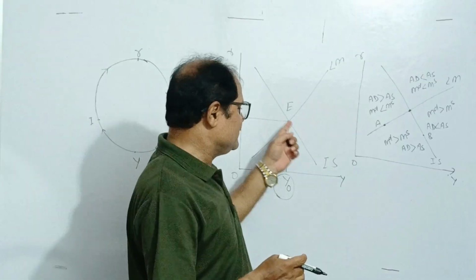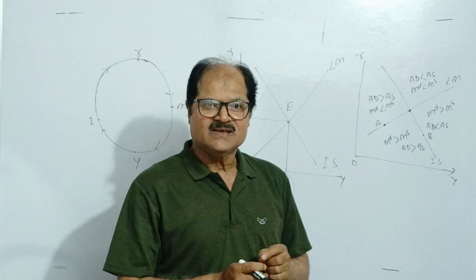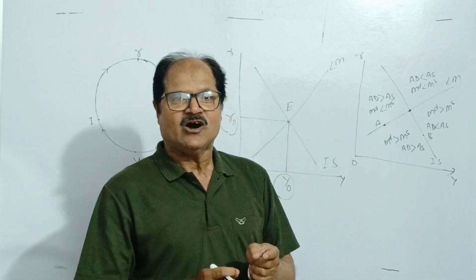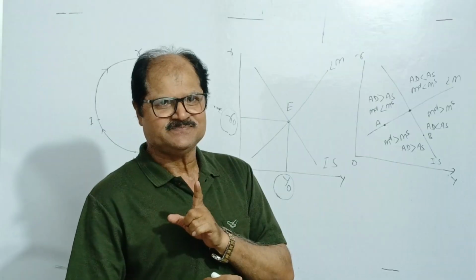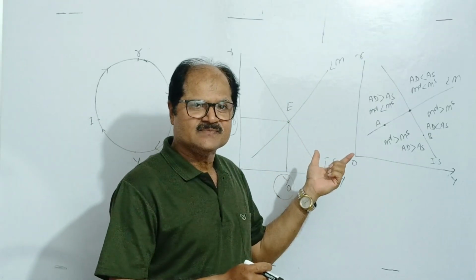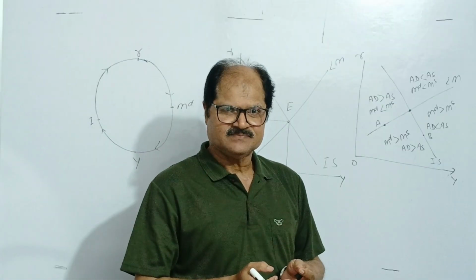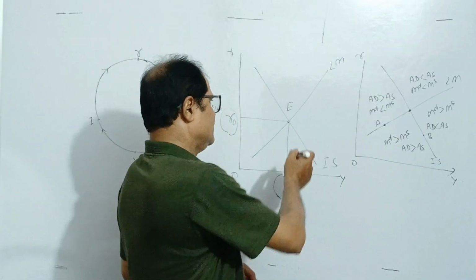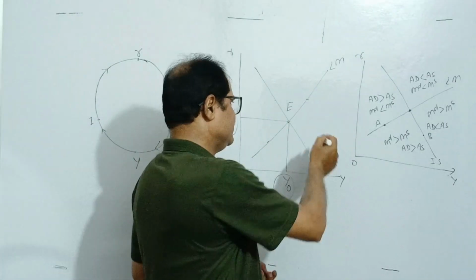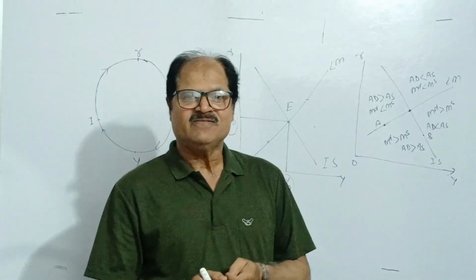तो IS-LM का इंटरसेक्शन पॉइंट इसलिए इक्विलिब्रियम पॉइंट होता है क्योंकि जो इंटरसेक्शन पॉइंट है वो IS कर्व पर भी पड़ता है और LM कर्व पर भी पड़ता है. Any point other than E will be the points of disequilibrium. It can be any point here, here, here, or here, or anywhere. All these points will be the points of disequilibrium.